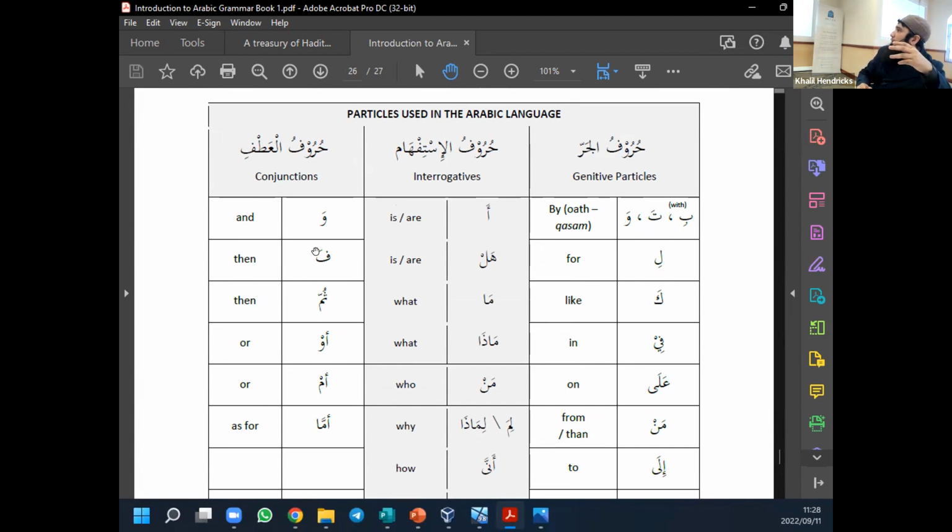So you have wa. But wa has a number of different meanings, right? Like if I'm saying wallahi, then that's for qasam. That's a different one, it's a harf jarr, not this one. So the wa that means and. Fa. Thumma. Aw. Amma.